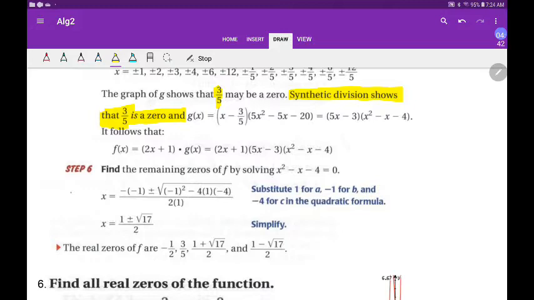And so what goes with 3/5 to make negative 3? Well, 5 times 3/5.